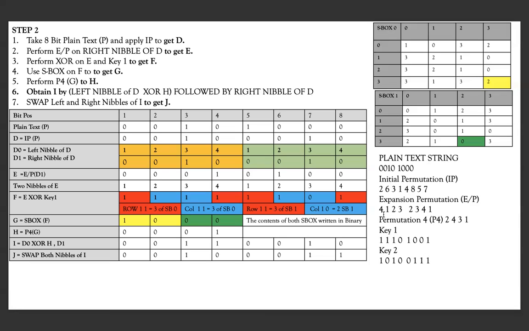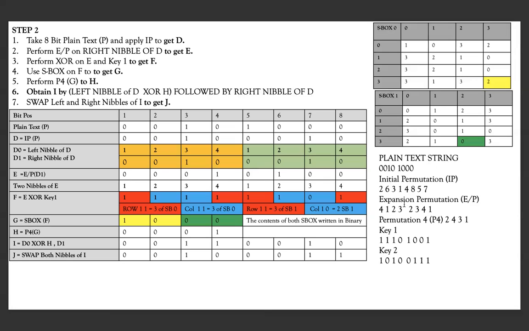I need the 4th bit first. So of the right nibble, D1, the 4th bit is 0. So write that there. Then I need bit number 1, which is also 0. Then I need bit number 2, which is also 0. And finally, I need bit number 3, which is 1. So the first part of expansion permutation, 4, 1, 2, 3 results in 0, 0, 0, 1.